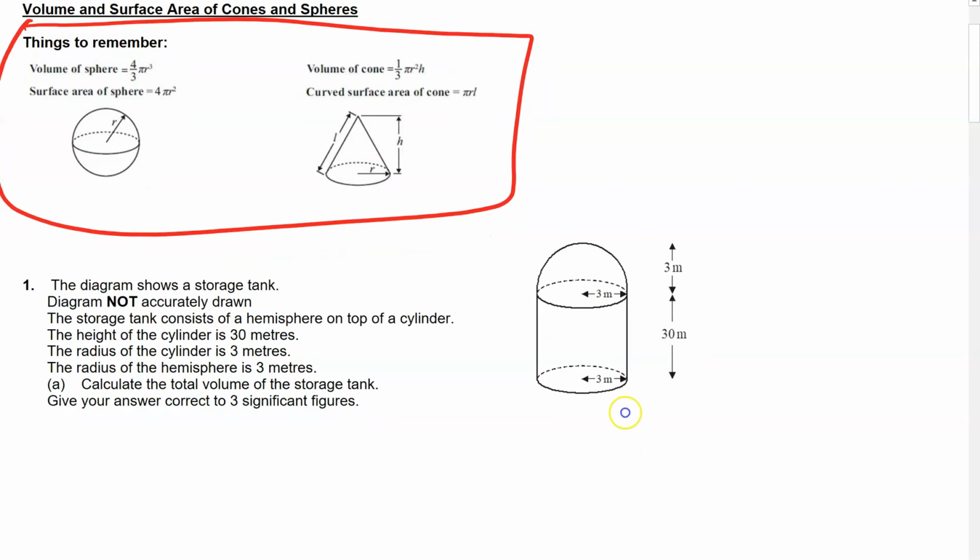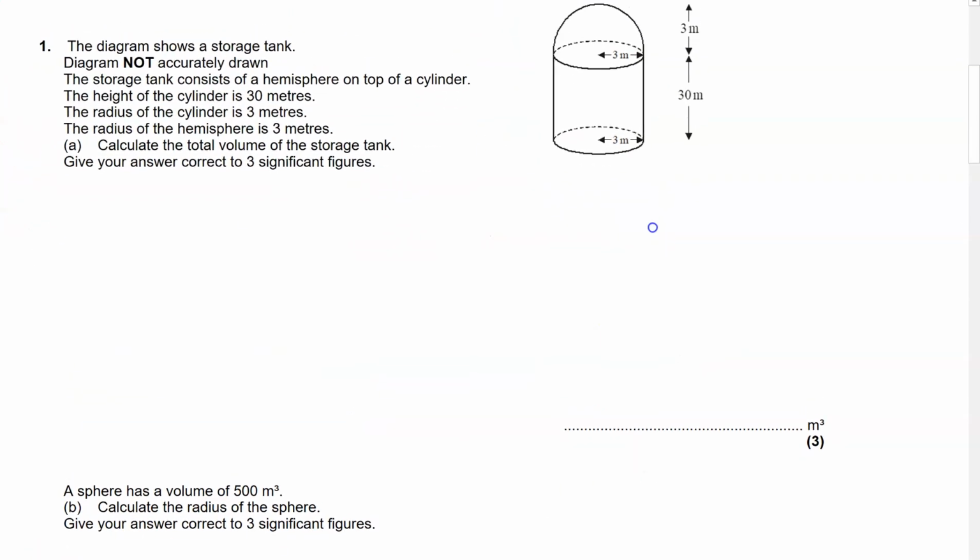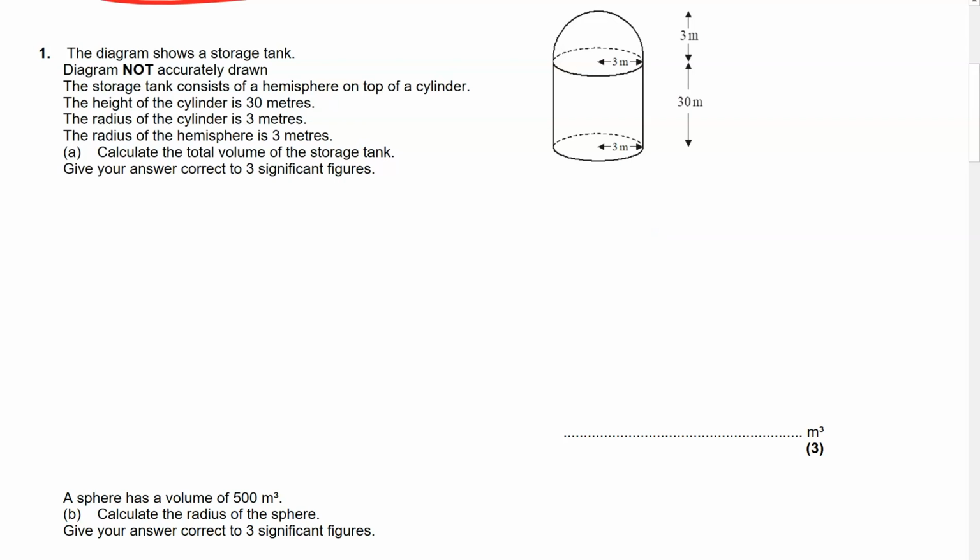So let's crack through. We have a storage tank, which is a cylinder with a hemisphere on top of it. And the height is 30, yeah. Okay, that's all labelled up on the diagram. We need to calculate the volume of the storage tank. So we've got the cylindrical bit.